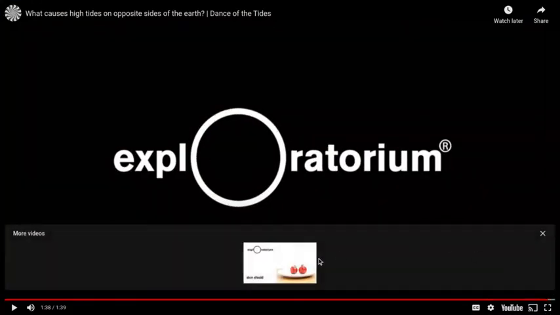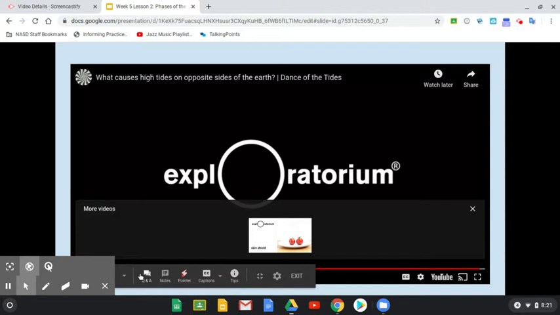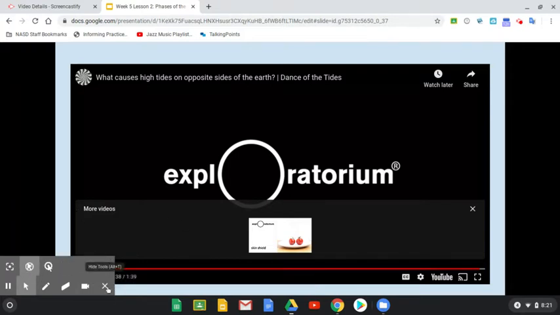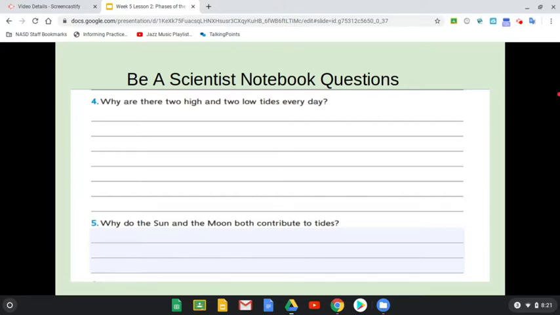All right. So we just learned about how the moon is our main influence. And we're going to answer some questions from our Be a Scientist notebook. So why are there two high and two low tides? Why are there two high tides and two low tides every day? I want you to think about that question and try to respond in your notebook.